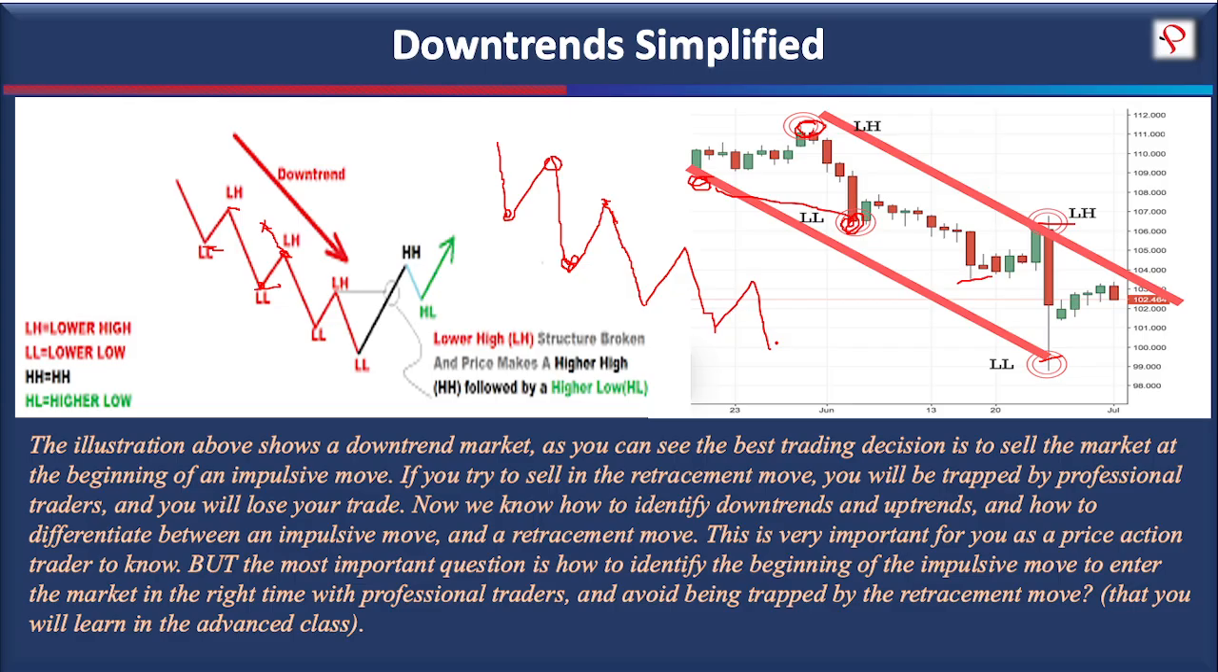As you can see, the best trading decision is to sell the market at the beginning of an impulsive move. Now, when you hear the word impulsive move, we have bullish impulsive moves and bearish impulsive moves. For instance, when you notice that the market just shoots up, you can say that this is what? A bullish impulsive move. And if you notice that the market shoots down or creates a very swift downtrend, you can say that the market is what? Creating a bearish impulsive move. Is that clear now?